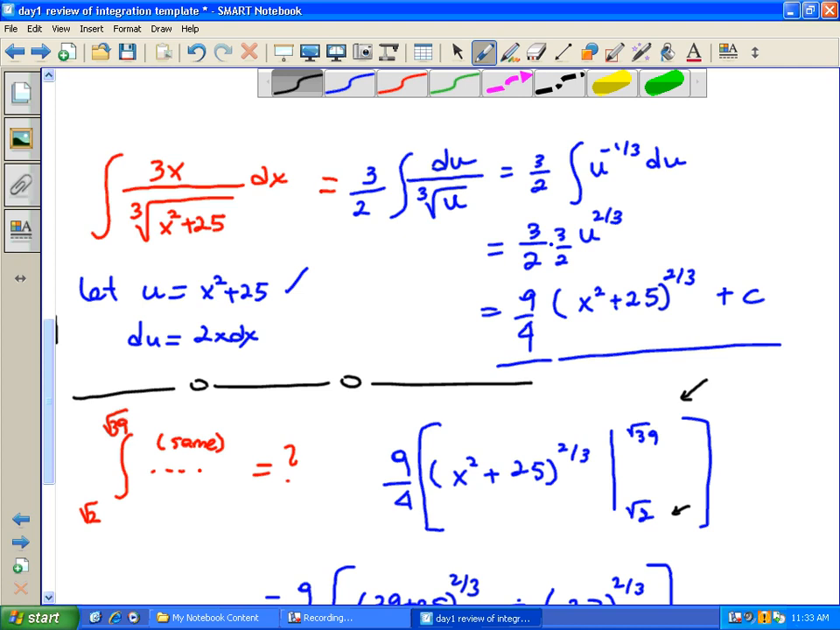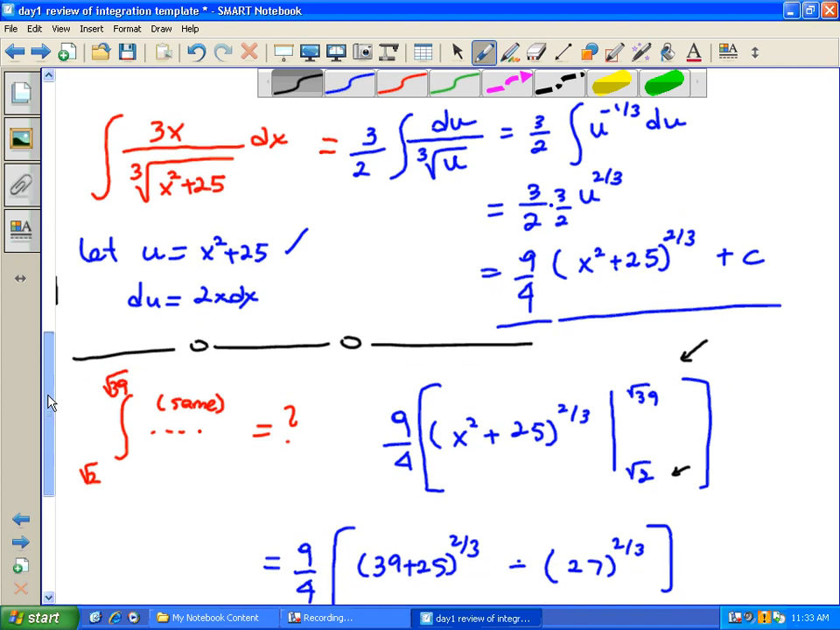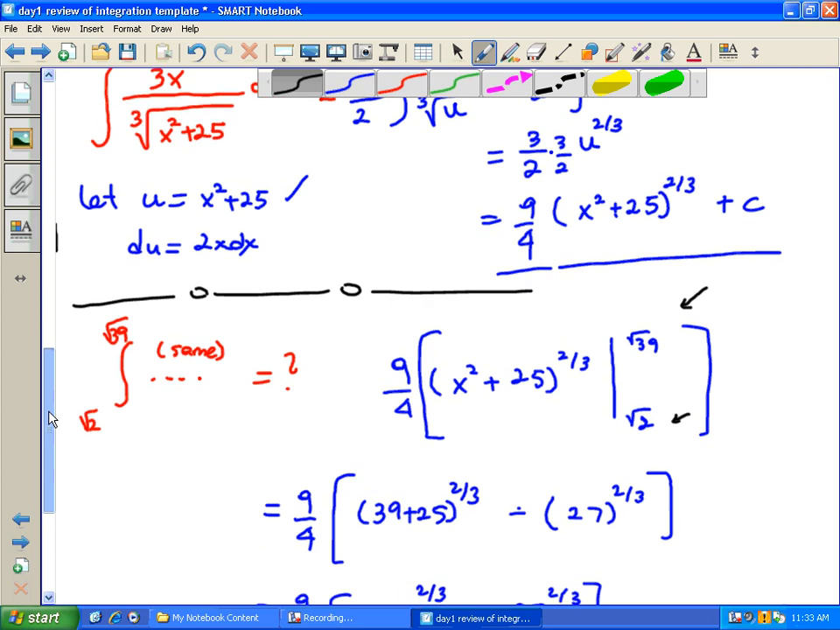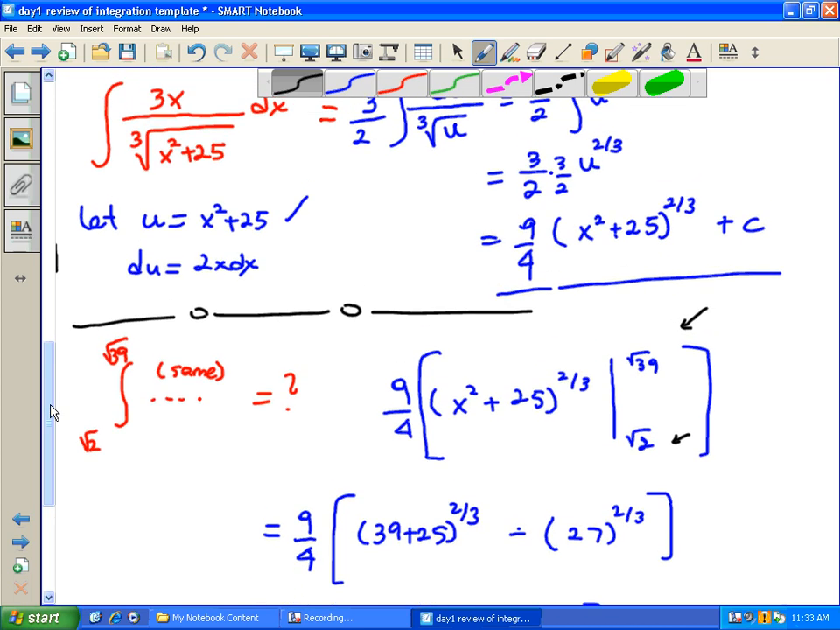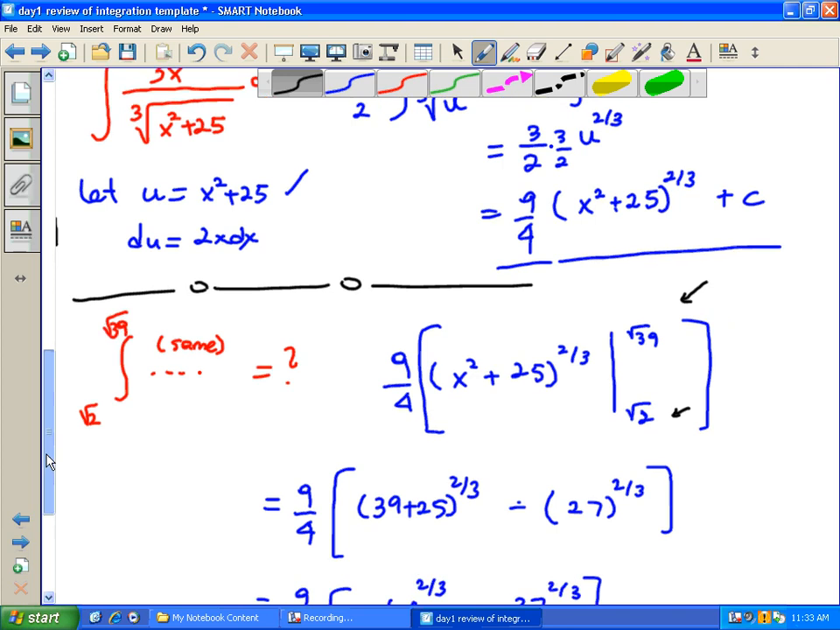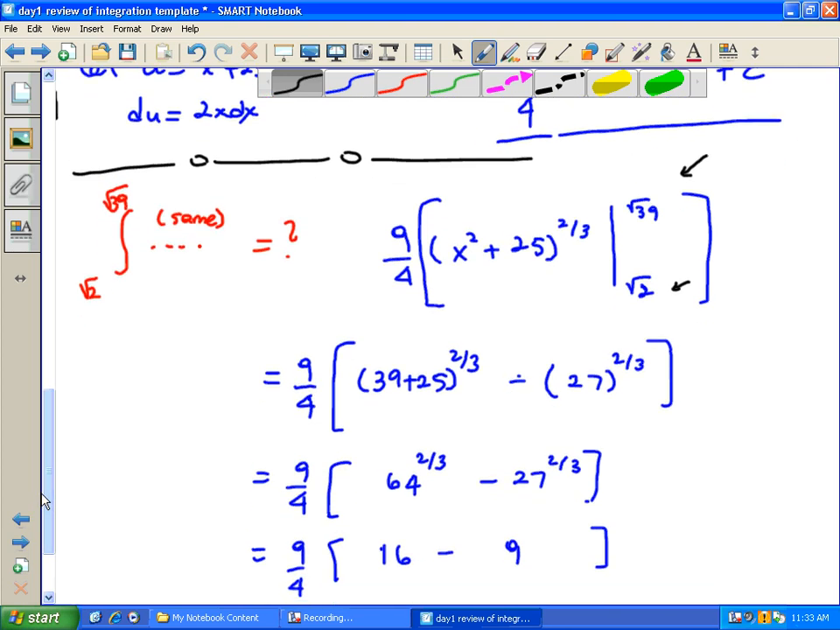If you like, at this point, take a moment to finish the problem and then come back and check your answer. So we're going to plug in root 39 first for x, and then root 2 next. So we go f of b minus f of a. So if we do that, we're getting 9/4 can be taken outside, so 64 to the 2/3 minus 27 to the 2/3.